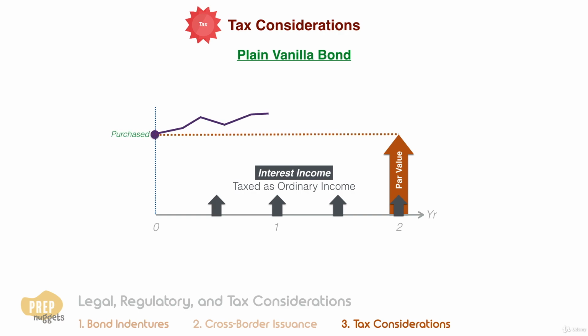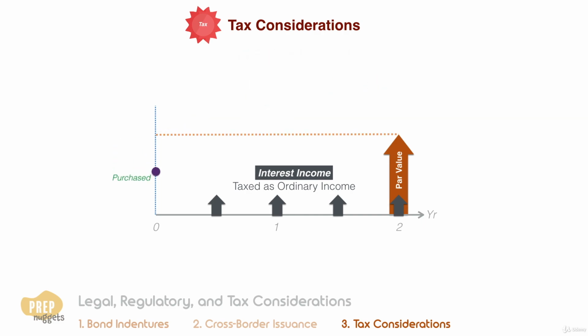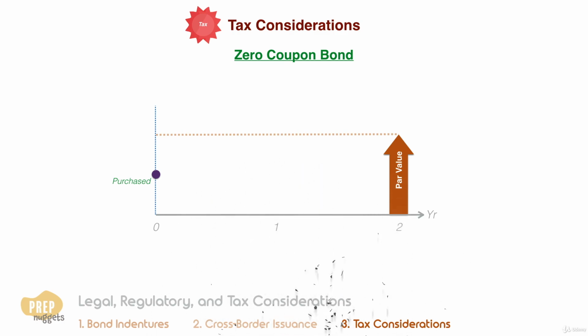If a bond is sold prior to maturity, there may be a gain or loss relative to its purchase price. Such gains or losses are considered capital gains income rather than ordinary income. In many jurisdictions, tax rate on capital gains is lower than that for ordinary income. Things get more interesting when we examine bonds with other coupon structures. For example, a zero-coupon bond does not pay out interest explicitly. Does that mean there is no interest income tax?